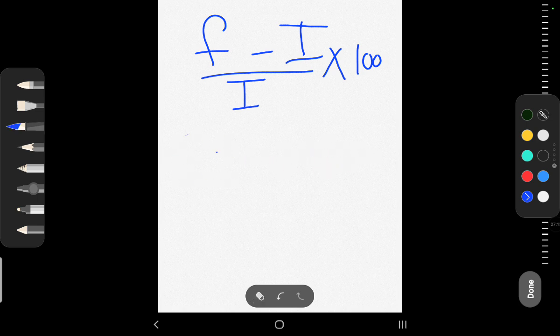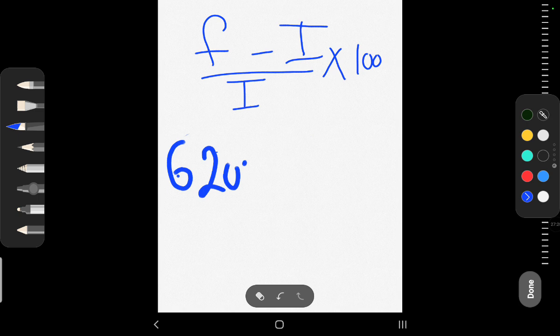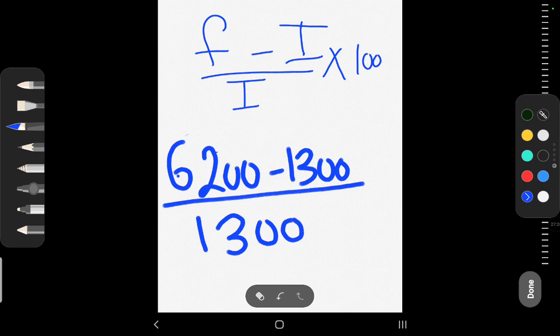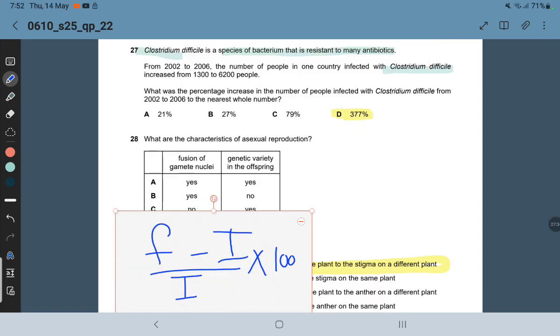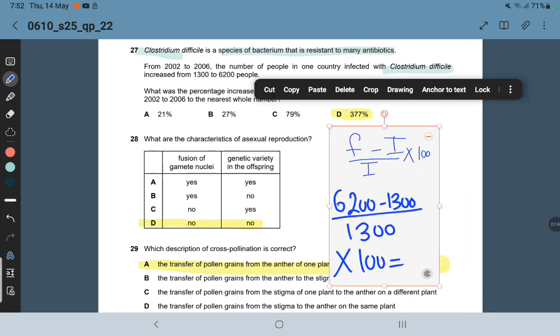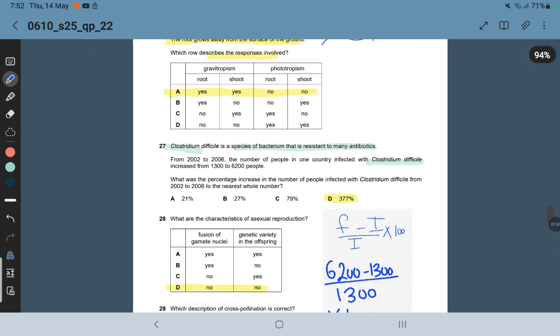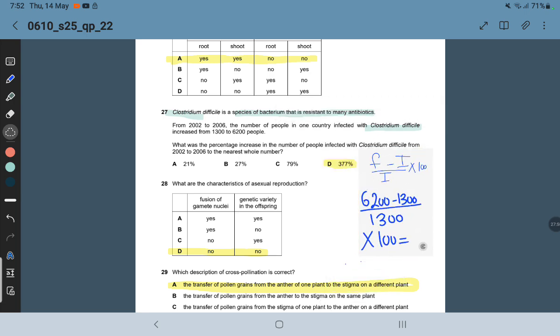In our case, we had 6,200 minus 1,300 over 1,300 times 100, and basically the answer will be, as we can see in the question, letter D, 377 percentage increase. So this is how you're going to calculate your percentage increase using that formula. It is very easy, and in fact it is repeated a lot in many past paper questions, so you can practice it in case it comes in your exam.